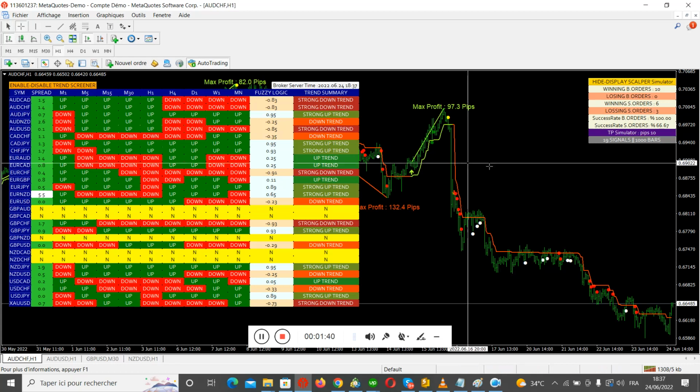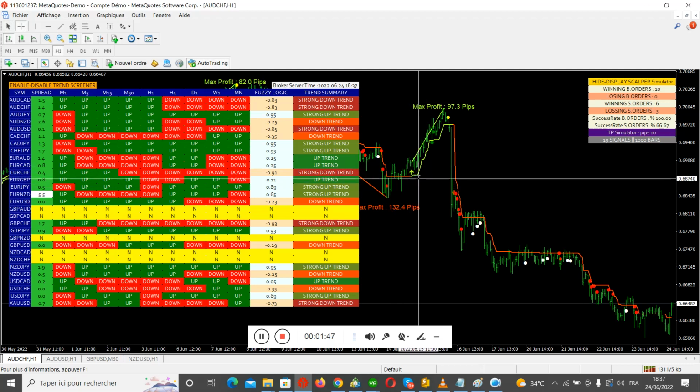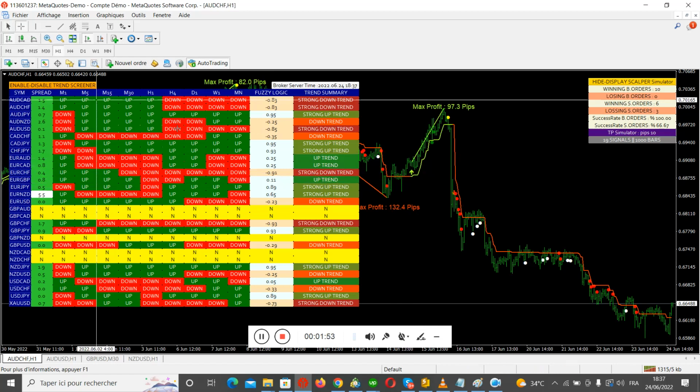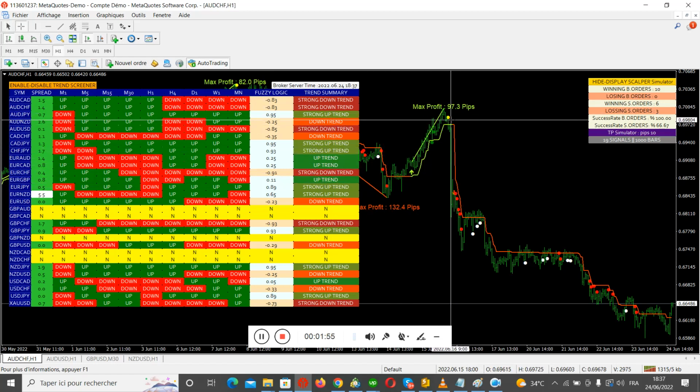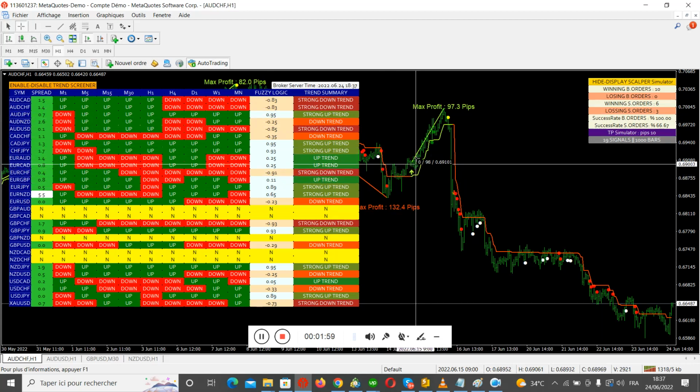The green dot indicates that there is a potential uptrend, as you can see from here to here, and the arrow indicates the beginning of the trend. It can be strong downtrend or weak downtrend. Here also there is the reversal dot. As you can see, there is an up arrow here, the beginning of an uptrend.